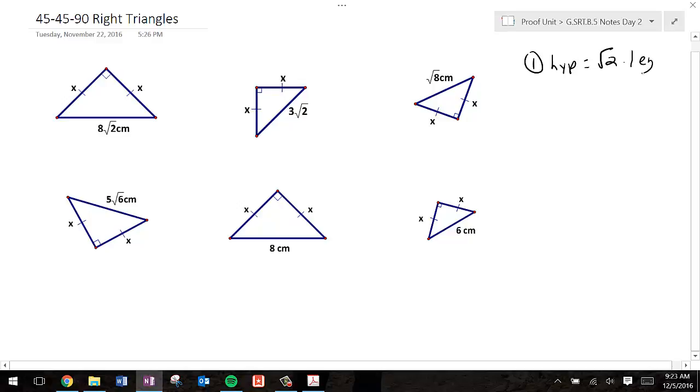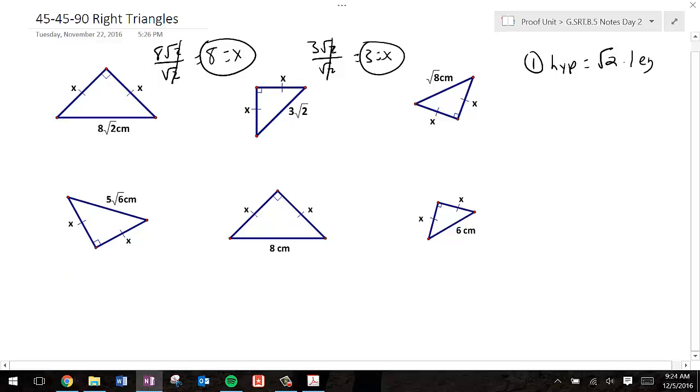So if I'm given the hypotenuse to solve for the leg or get the leg on its own, I have to divide by the square root of 2. In my first one, 8 square root 2 divided by square root 2, those are going to cancel out, and I've got 8, which is my answer for x. Same thing's going to happen in the second one. 3 square root 2 divided by square root of 2, I end up with 3, which equals x.